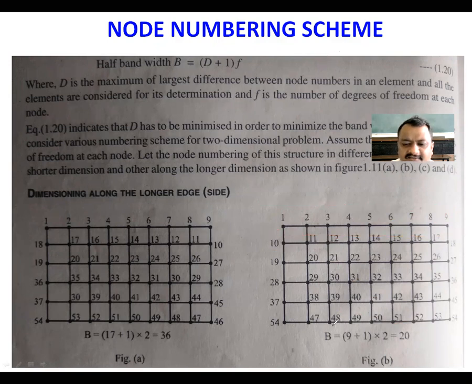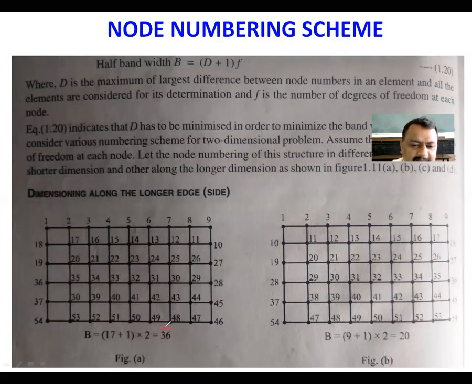So let us use it in the formula. D is 9 plus 1 multiplied by the degrees of freedom, which here is 2, because it's a rectangular element. It is a 2D element, therefore it will have 2 degrees of freedom. So 9 plus 1 is 10, into 2 is 20.